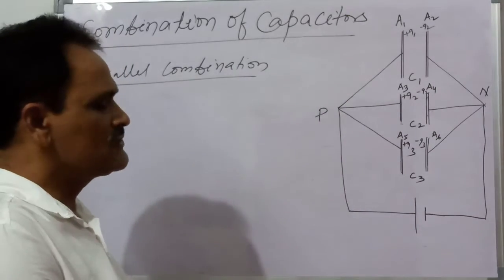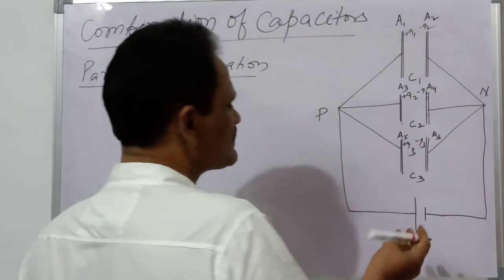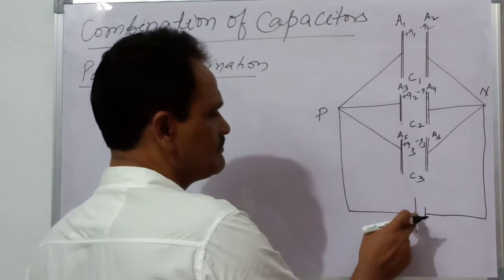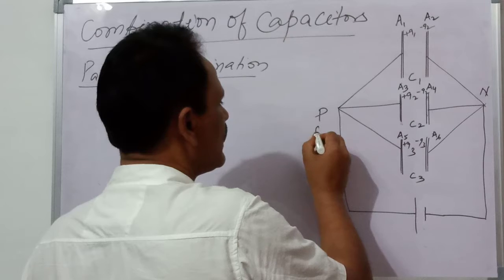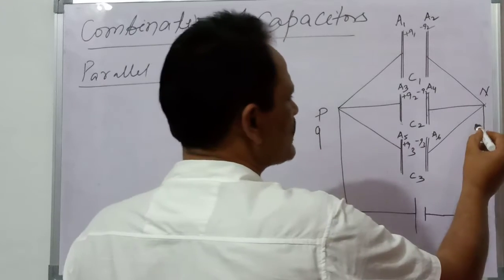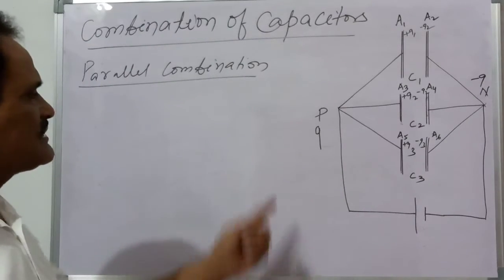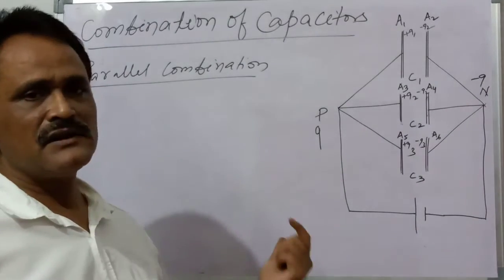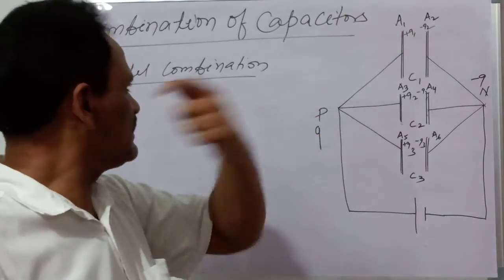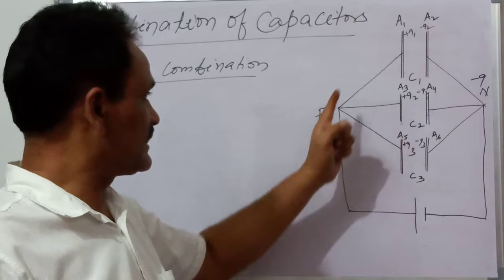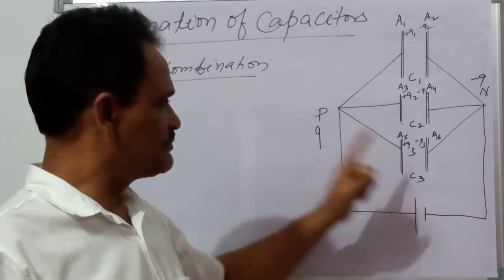Now I am going to distribute the charge. Suppose the Q charge is given by the positive terminal of the cell, and minus Q charge is given to the point N. Now this Q is divided into 3 parts as per the capacitance. Suppose Q1 is the charge of this plate, Q2 of this plate, and Q3 of this plate.